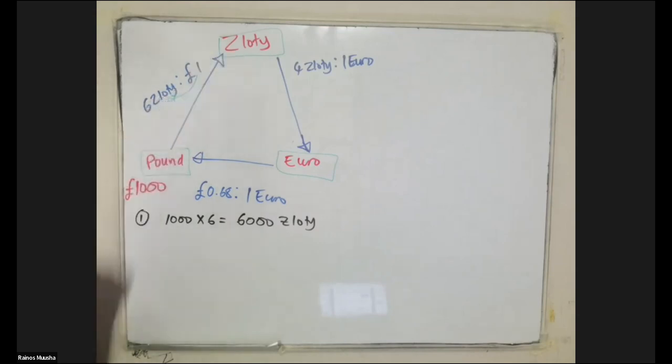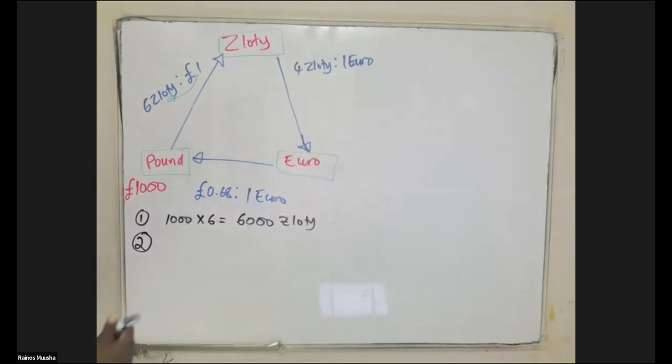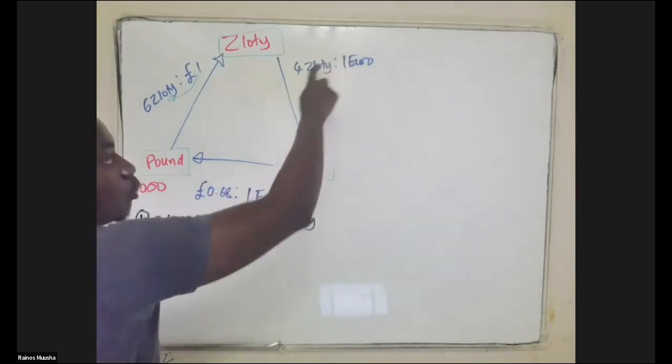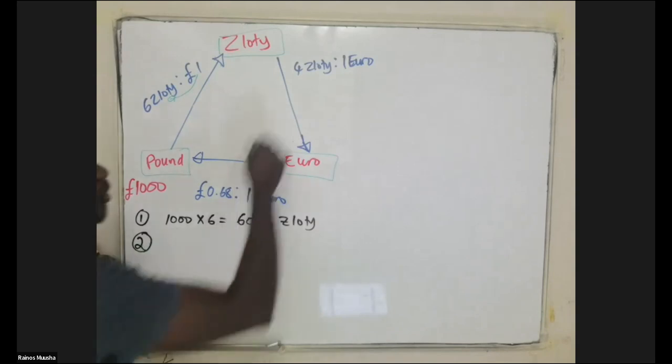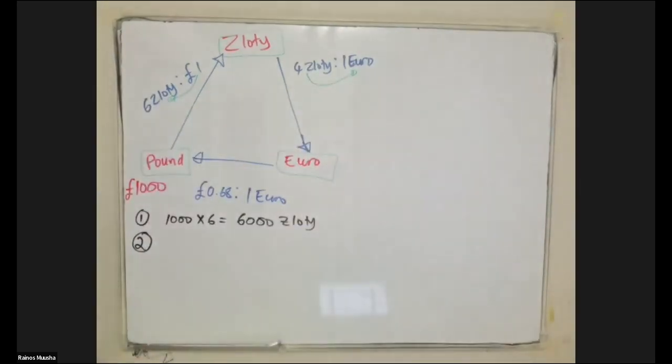We're now here. Second step, we now need to move from here going to the euro, isn't it? And for us to move from here going to the euro, what are we going to do? 4 units of the lottie gives you €1. So you're moving from the lottie going to the euro. Do we end up with more units or less units? Less units. We end up with less units.